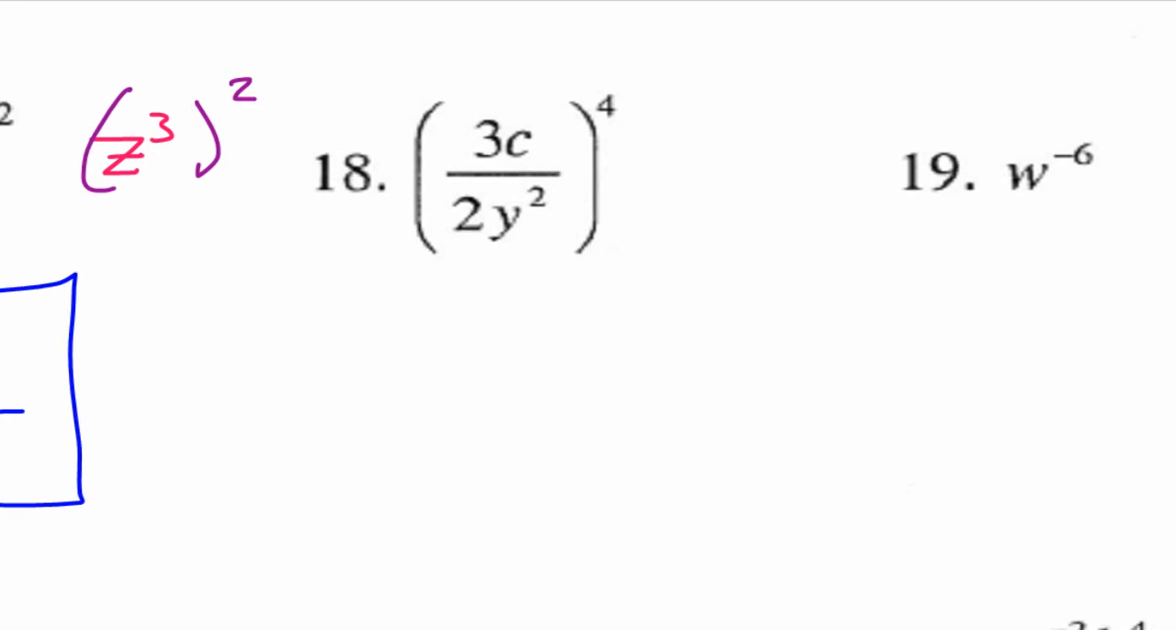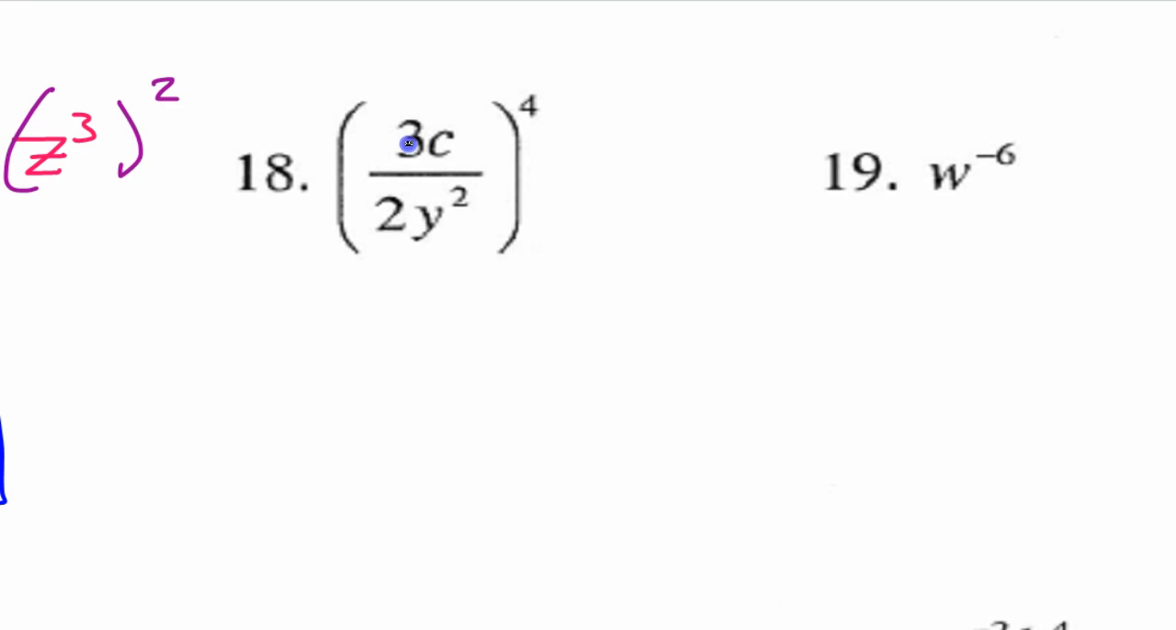Okay, looking at number 18. Same type of thing. I'm going to do the 4th power to each one of these 4 things. So 3 to the 4th power is 81. Okay, and then c to the 4th power is c to the 4th power. And 2 to the 4th power is 16. And y squared to the 4th power is y to the 8th power, okay, because 2 times 4.